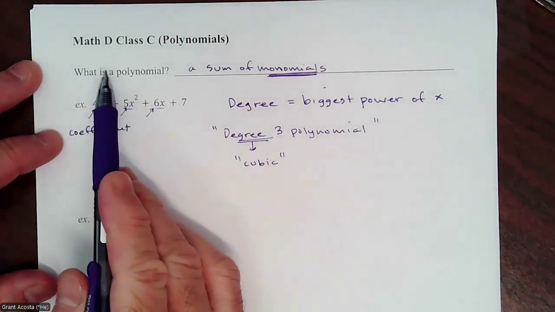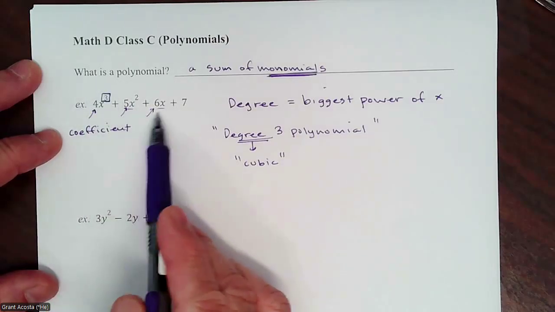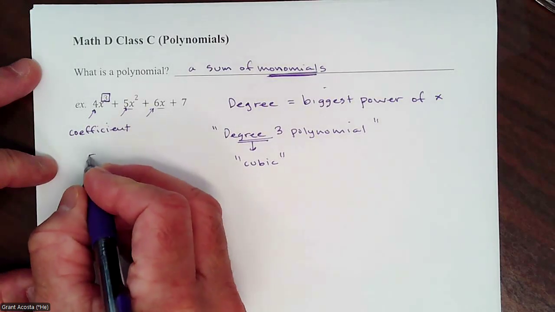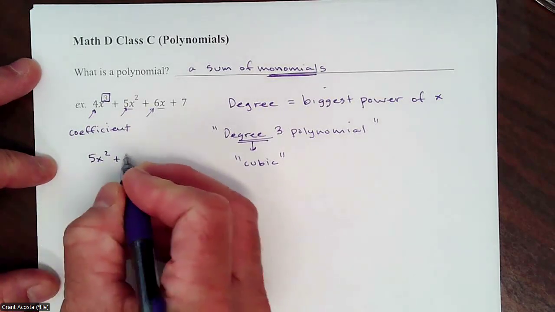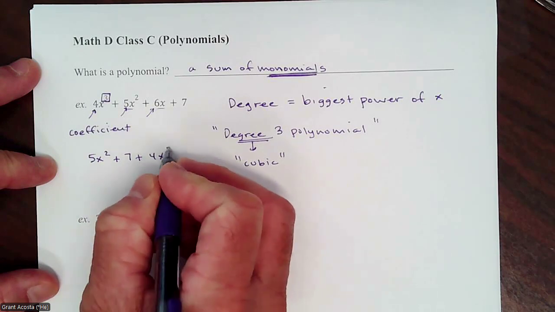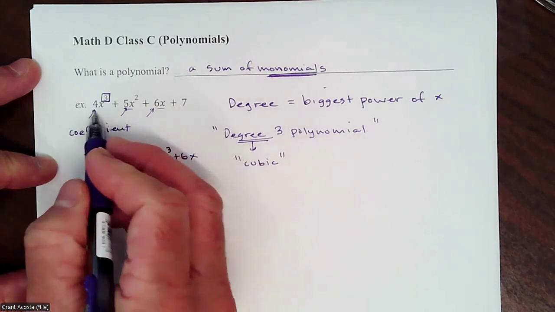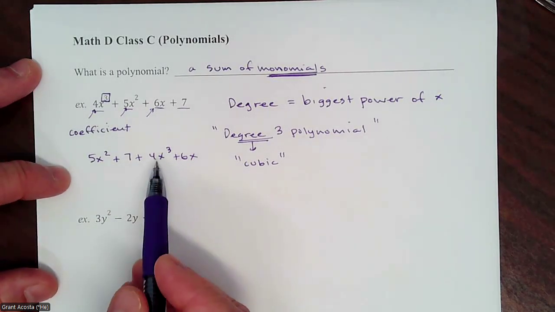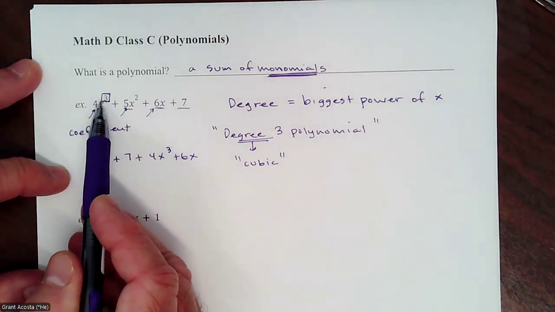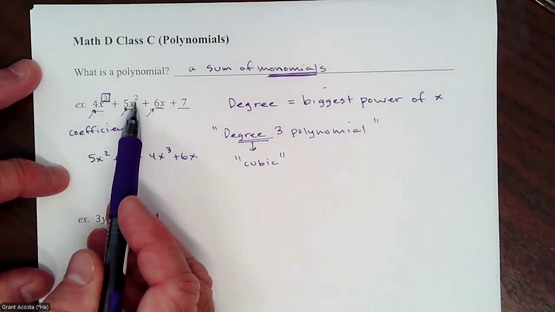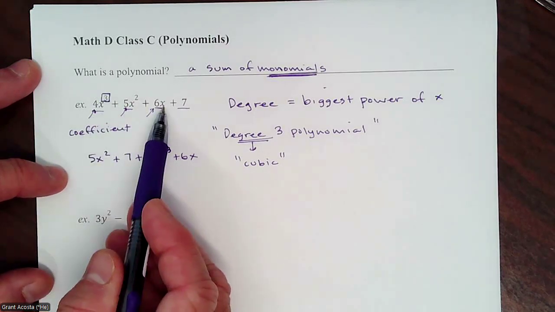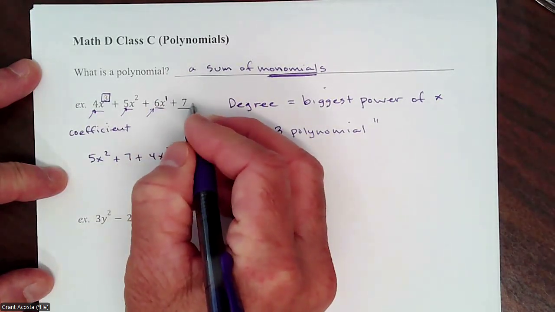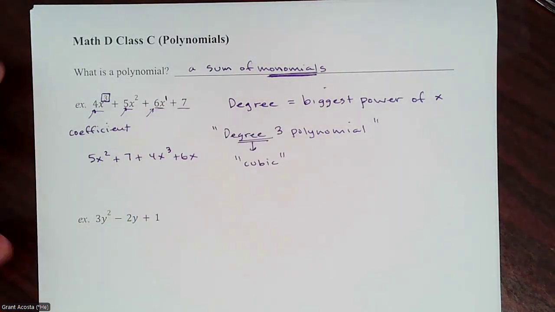Also, it's customary with polynomials, since the order of addition doesn't matter, I could rearrange these terms. I could say this is the same as 5x squared plus 7 plus 4x cubed plus 6x. It's all the same four terms. Typically, when we write a polynomial out, we go in order of degrees: the highest degree term first, the second highest, and then the degree 1 term. And you could refer to a plain number as a degree 0 term.